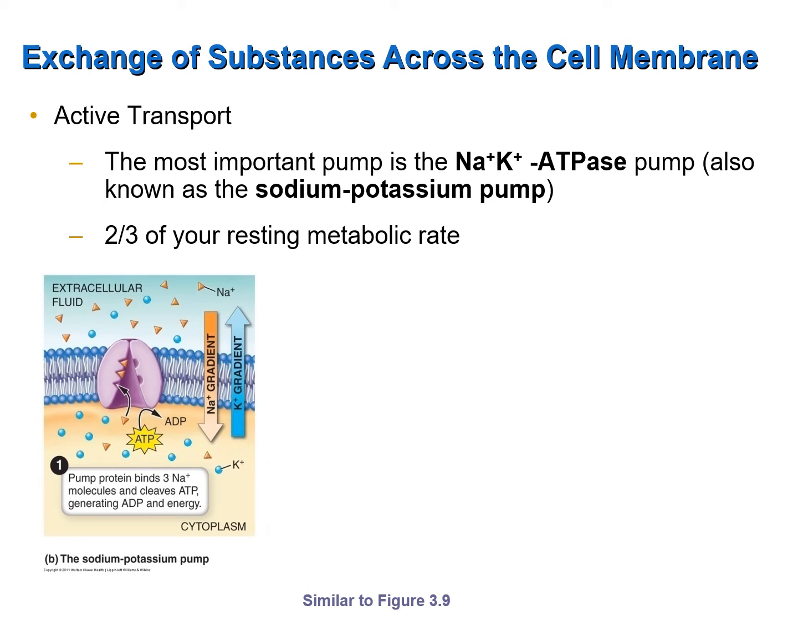In the human body, the sodium ion concentration is greater in the extracellular fluid than it is in the intracellular fluid. In this figure, sodium ions are symbolized by the orange triangles. Potassium ion concentration is greater in the intracellular fluid, the cytoplasm, than it is in the extracellular fluid. Potassium ions are indicated by the blue circles. It is the job of this sodium-potassium pump to maintain these concentration gradients. Now let's look at how this pump operates.